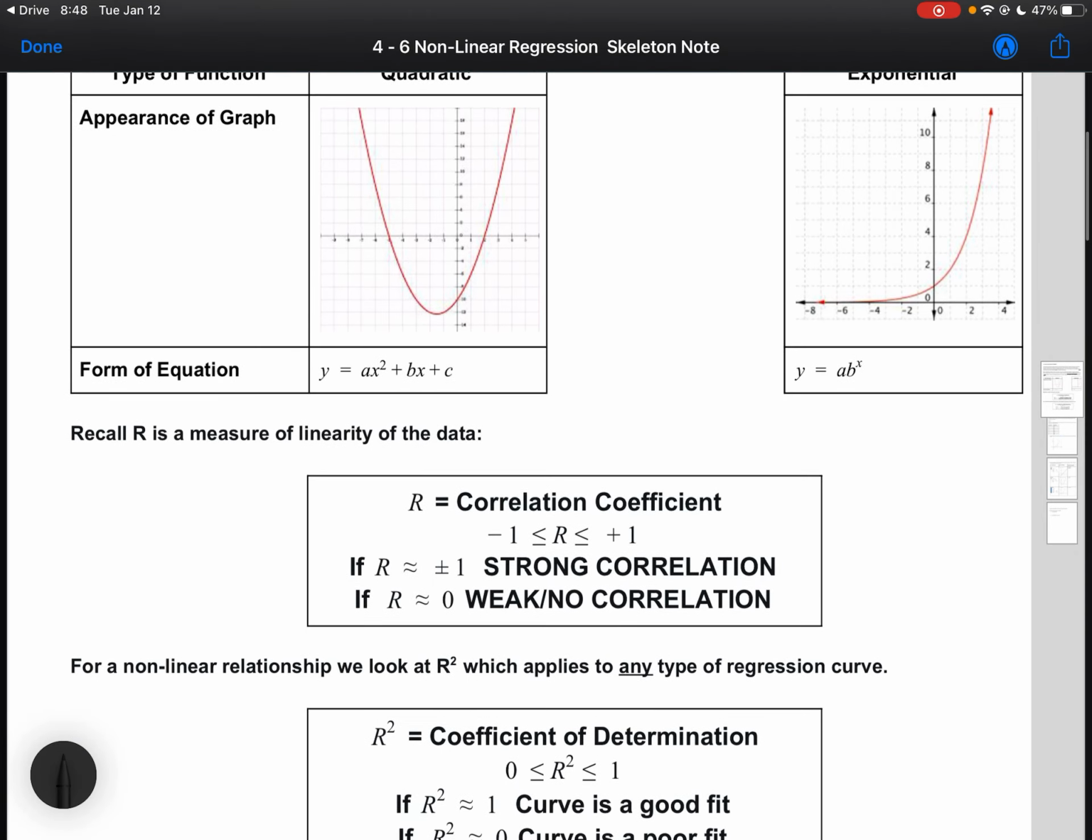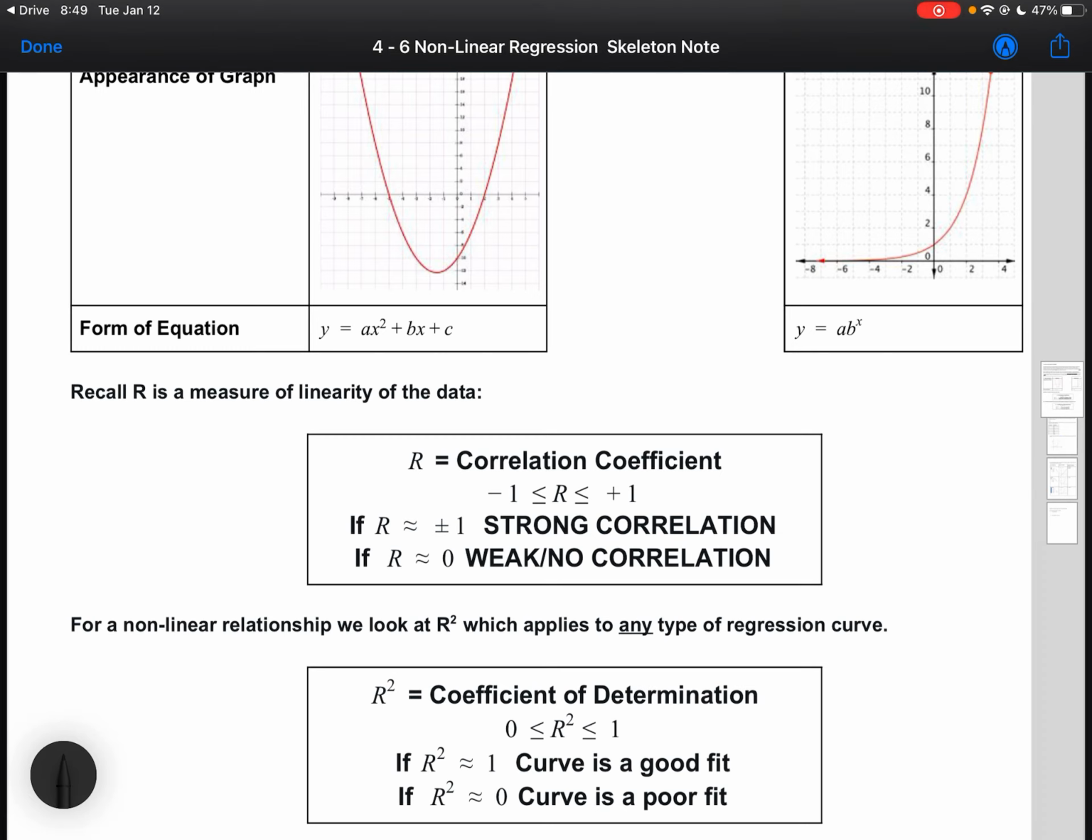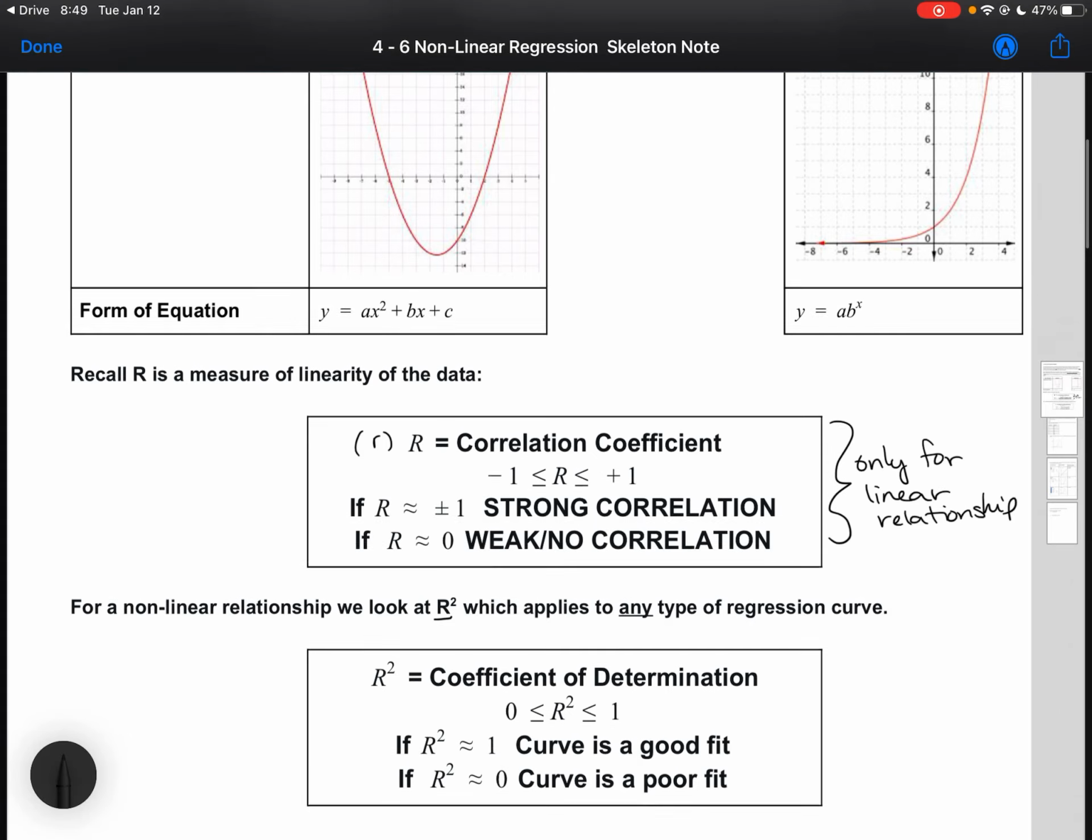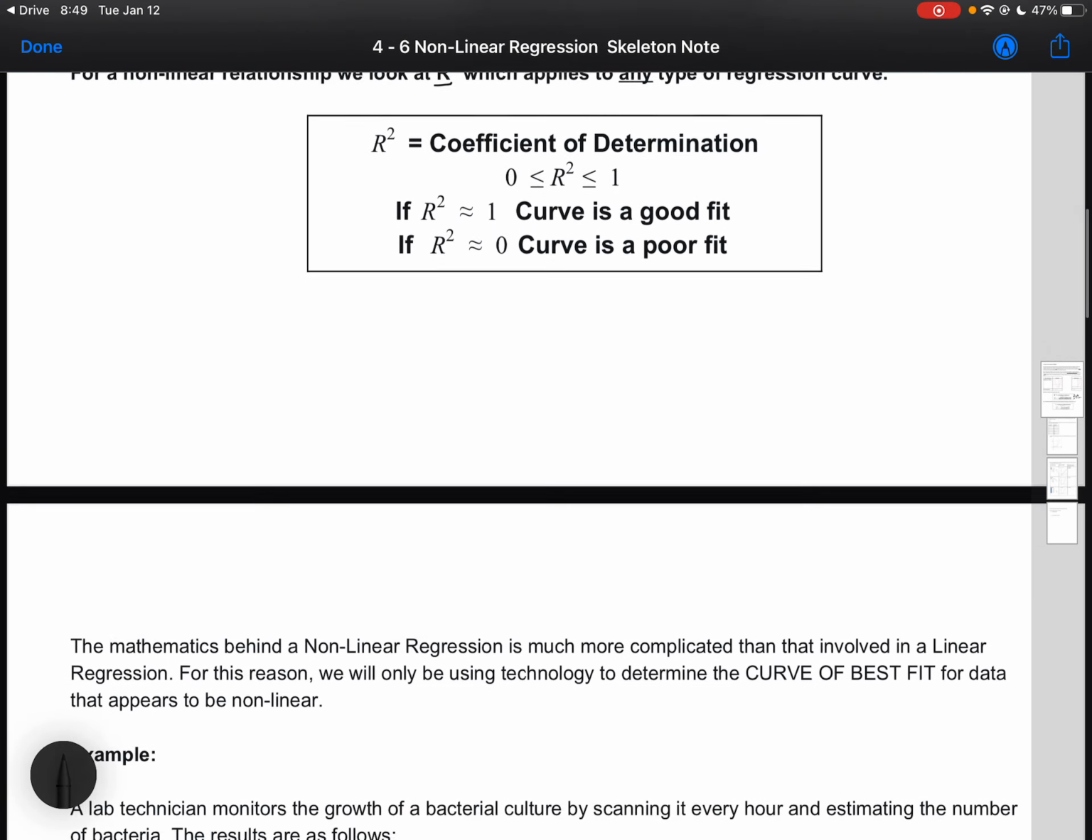We have two coefficients to describe correlation in data. The first one that we've looked at is R, or little r here. This is the correlation coefficient, and it is only for linear relationships. For non-linear relationships, we look at R squared, which, if you remember, is the percentage change caused by a particular variable. R squared applies to any type of regression curve. This is the coefficient of determination. The closer R squared gets to 1, the better the fit is.